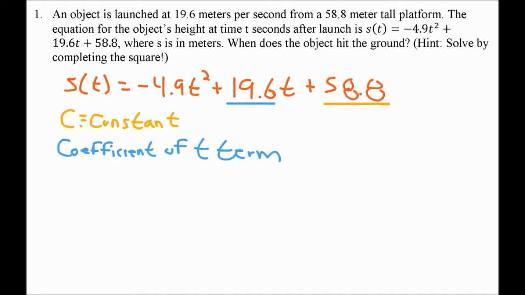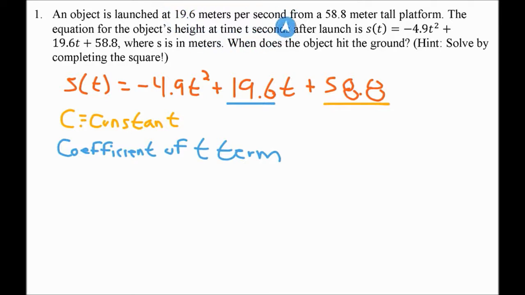Okay, now if I were to ask you, interpret the 19.6 in the context of this problem. Look back at the word problem and tell me what 19.6 is. Yeah, so hopefully you were able to say that the 19.6 is the meters per second, or the initial speed of this object that is being launched.